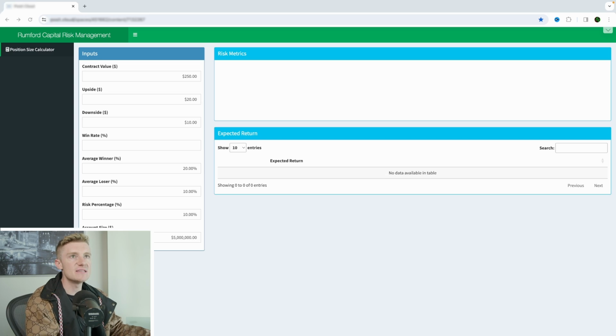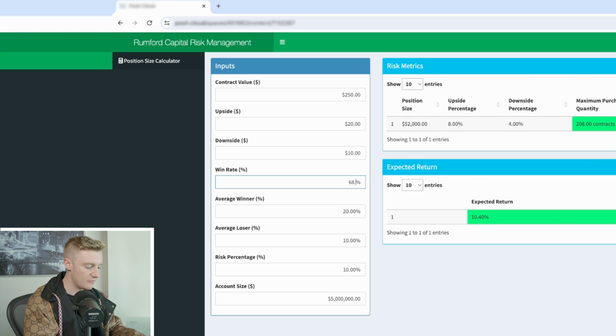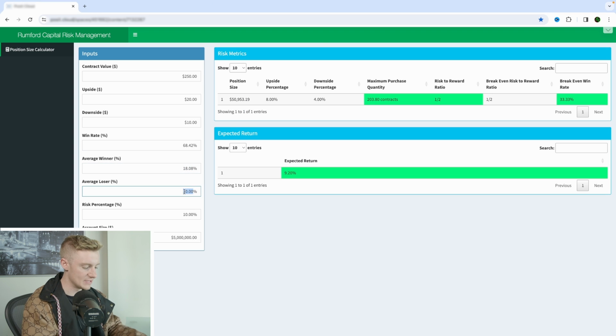Now my win rate is currently sitting at 68.42%. Okay. So 68.42%. That is my overall win rate, not per setup. My average winner is sitting at 18.08, where my average loser is sitting at 14.65.